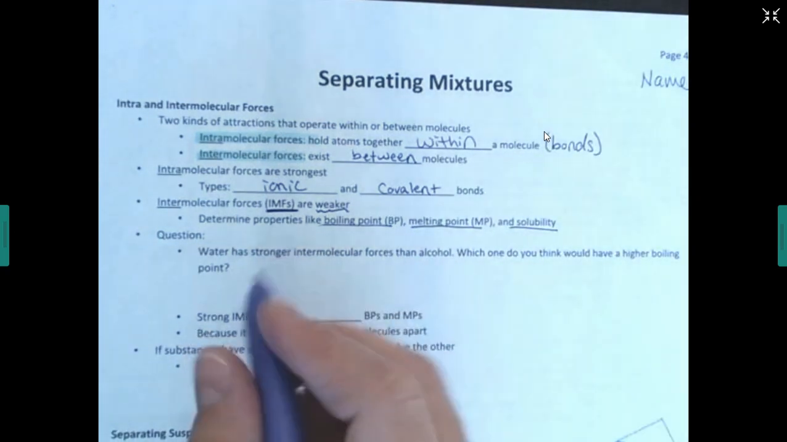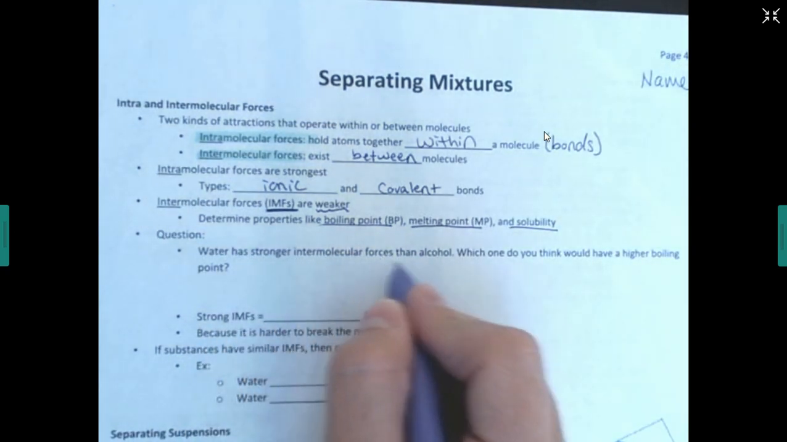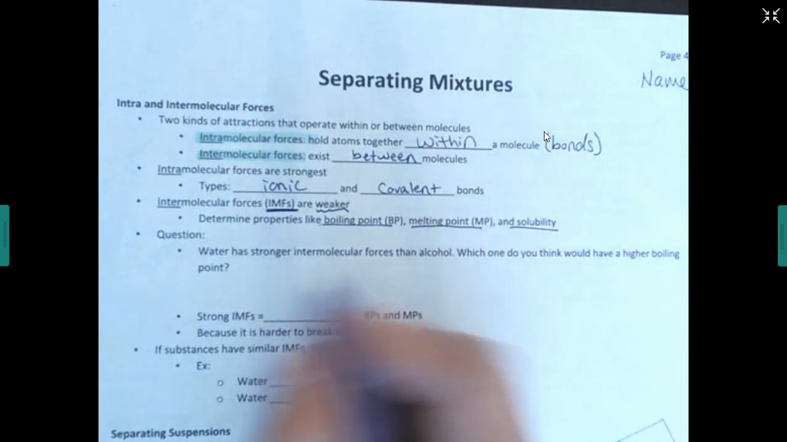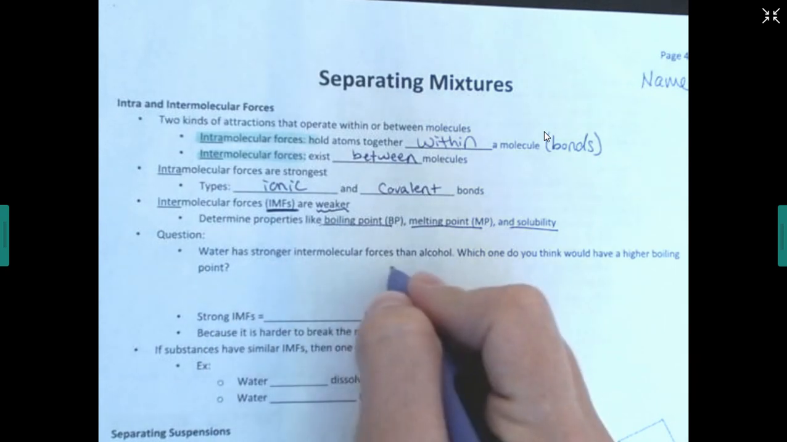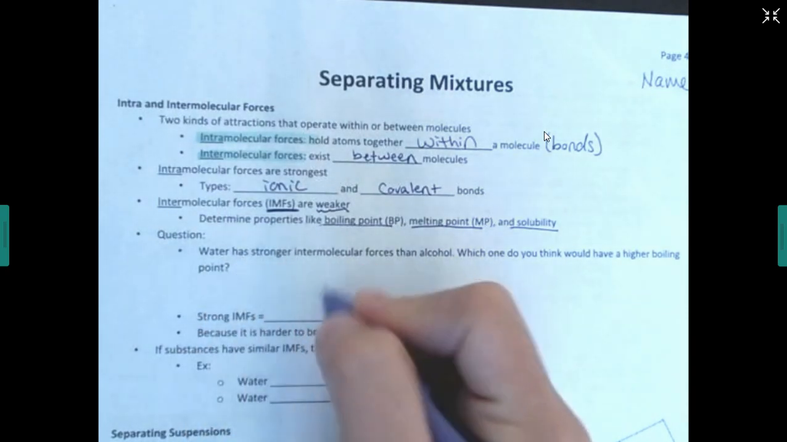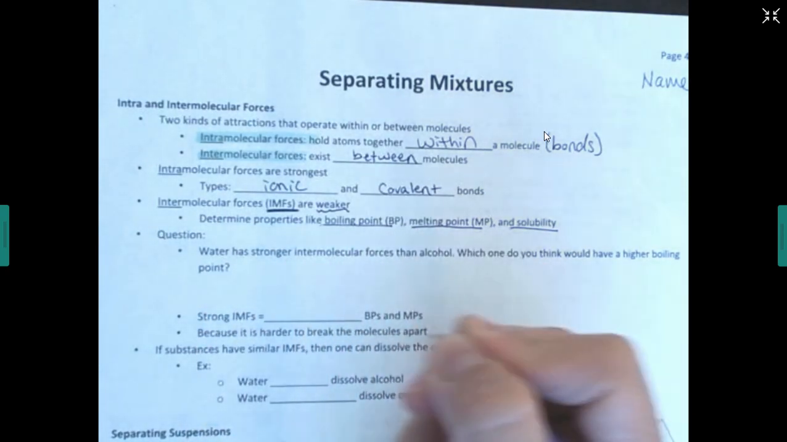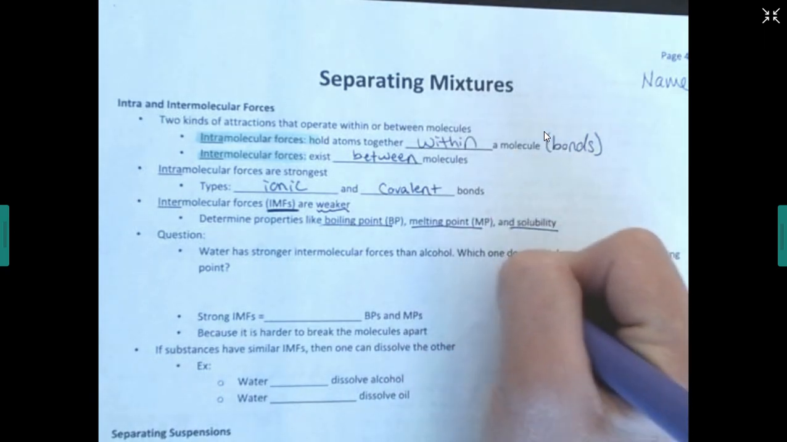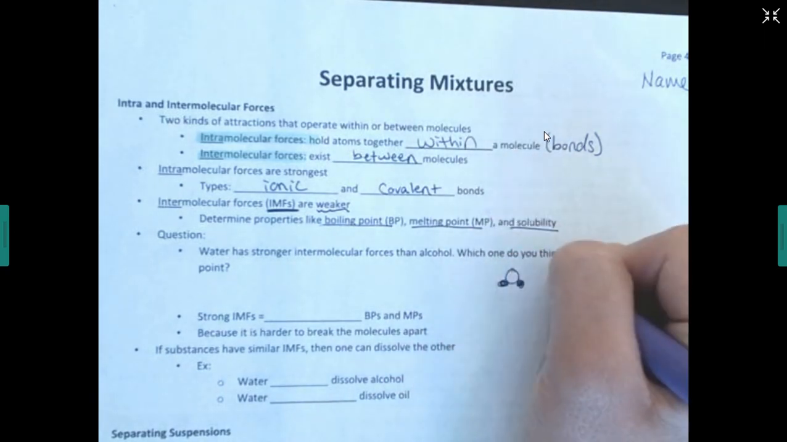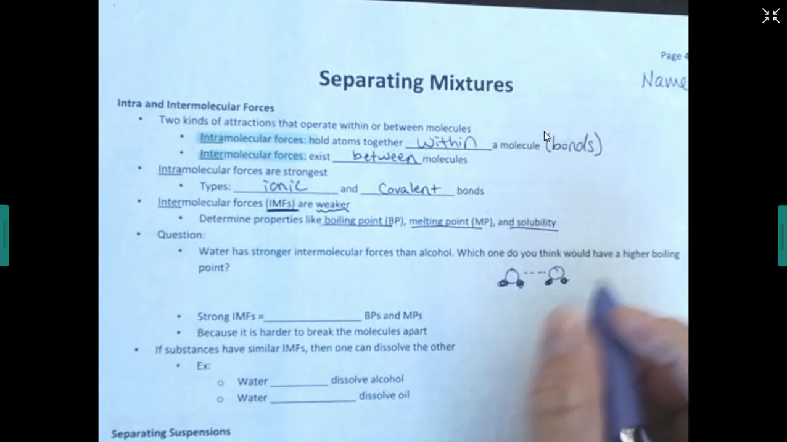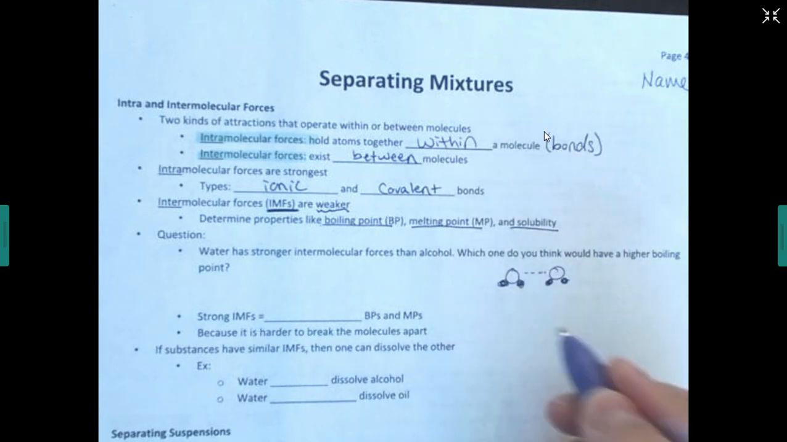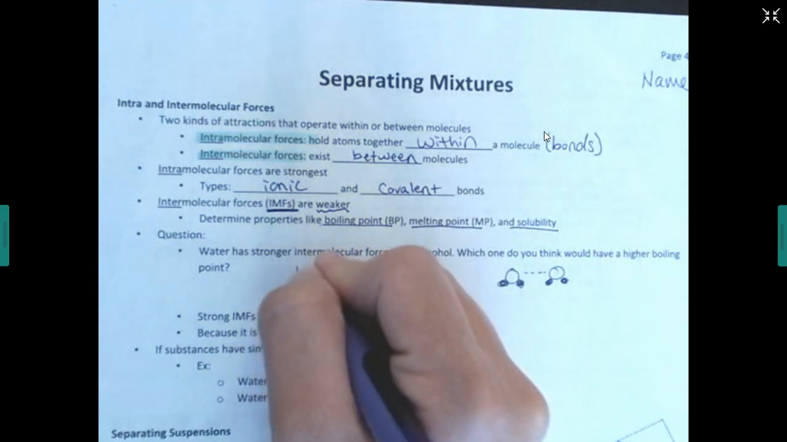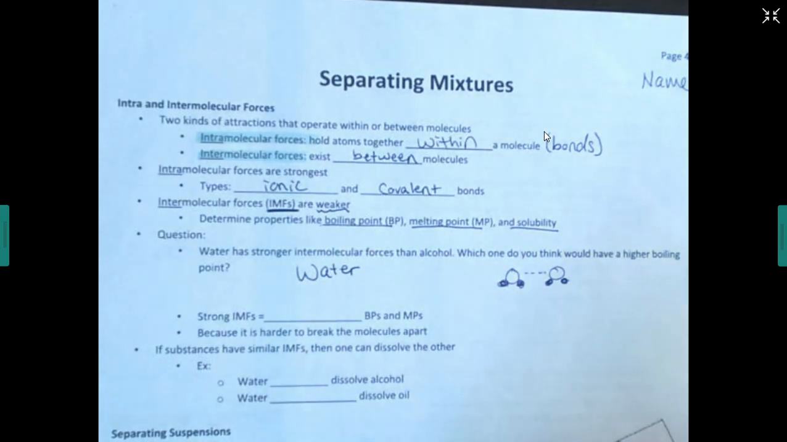Okay, so here's a question. Water has stronger intermolecular forces than alcohol. Which one do you think would have a higher boiling point? Okay, so because water has stronger intermolecular forces, it's going to take more energy to break the water molecules apart from each other. So like here's a water molecule, here's an H2O, here's another H2O. These are the intermolecular forces attracting these two molecules together. They are stronger in water than they would be in alcohol. Therefore, water would have a higher boiling point.